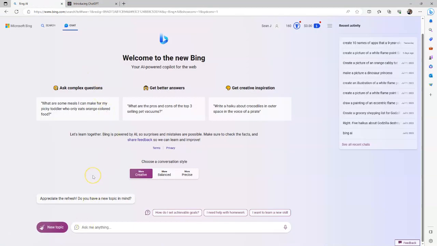What you'll notice when you log in are three modes. There's creative, balanced, and precise. And each of these have their purposes, but we're going to go ahead and set it right away to creative mode and try something absolutely crazy.